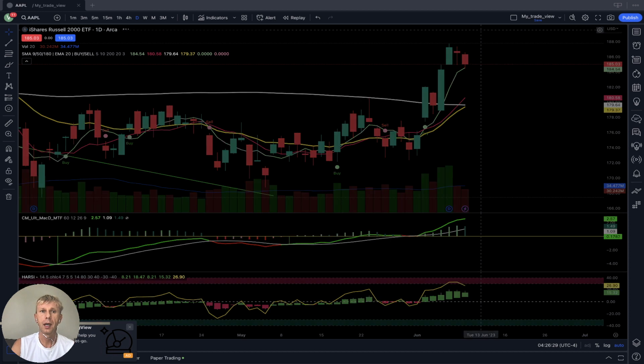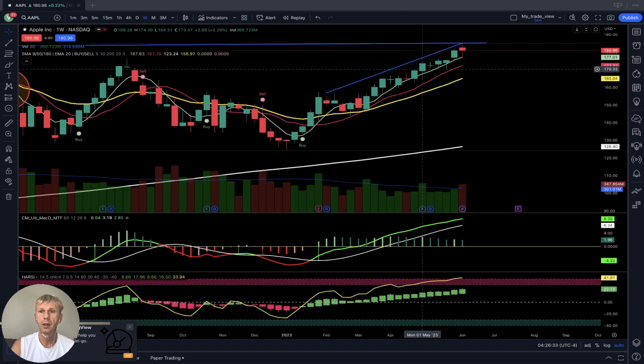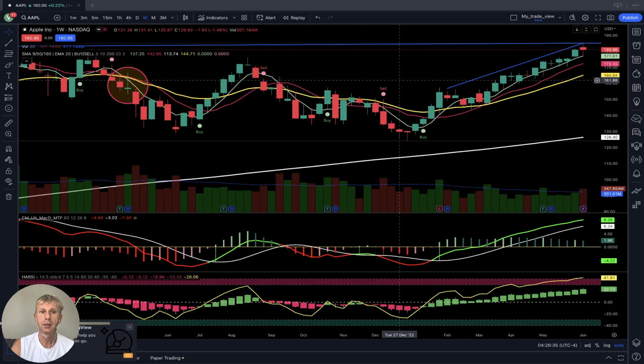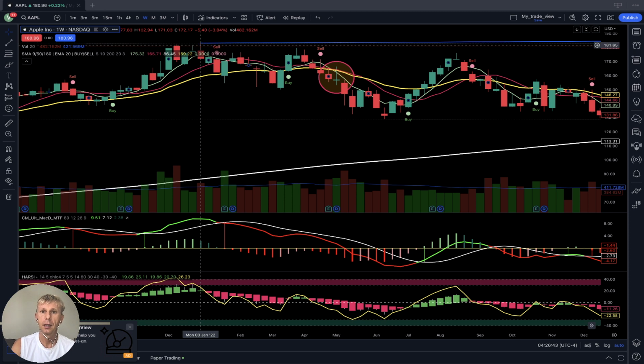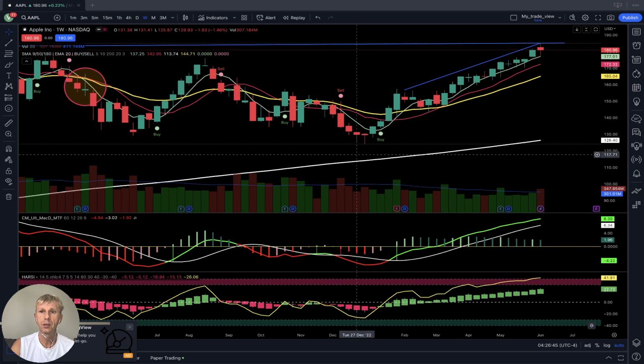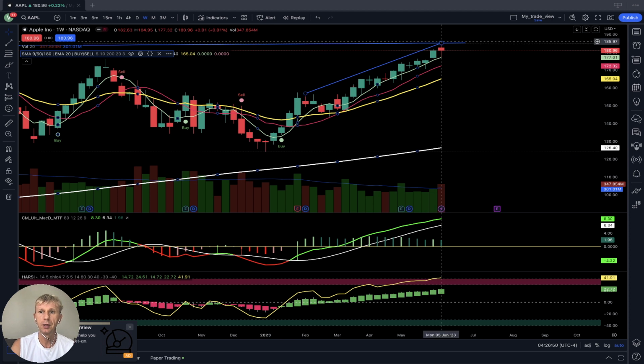Let's move to Apple. Apple weekly, let's see. Apple weekly bullish trend. Price action, let's see. This is the level. This is the top of the market, the all-time high, right? This was the all-time high level. And Apple moved this week above all-time highs. It did a new all-time high record.